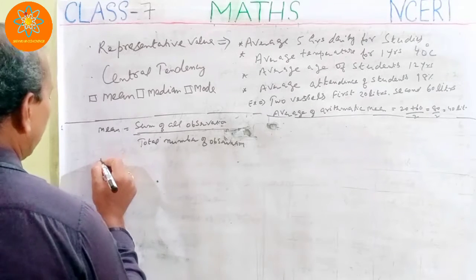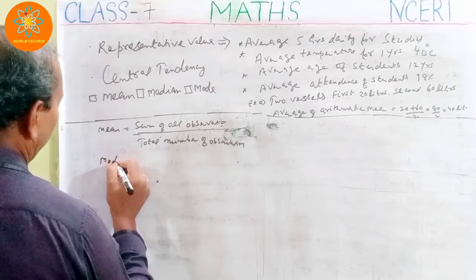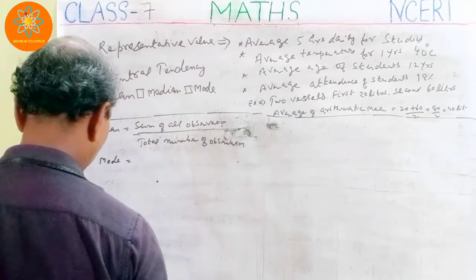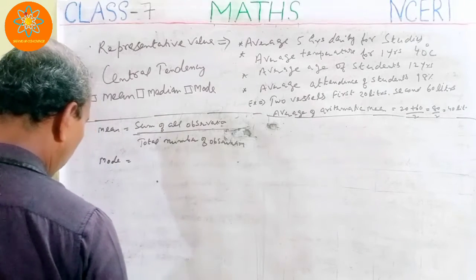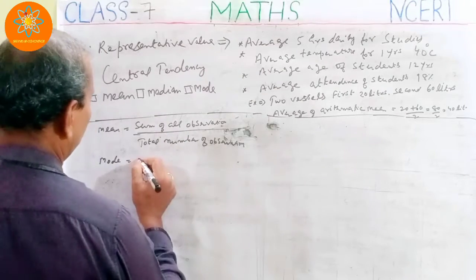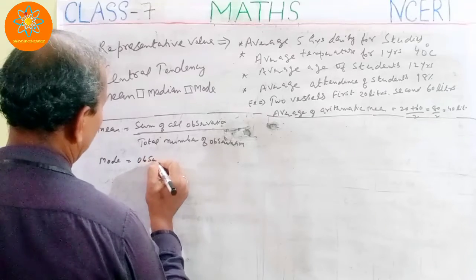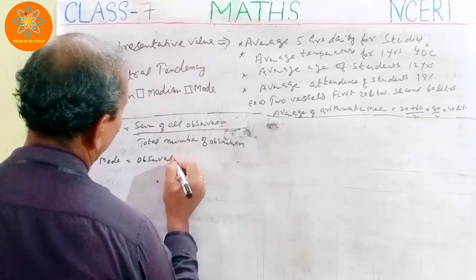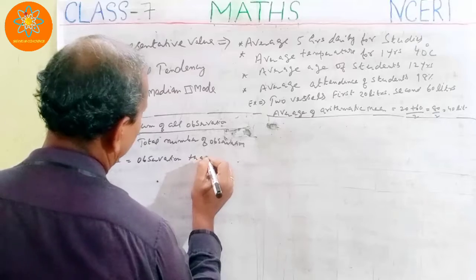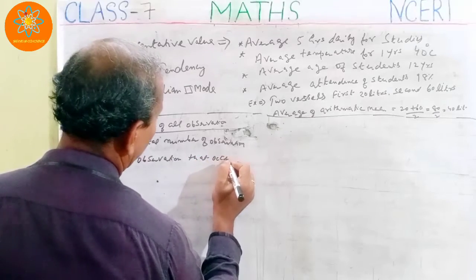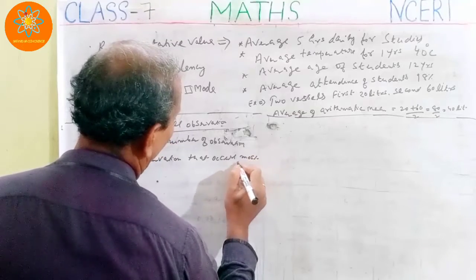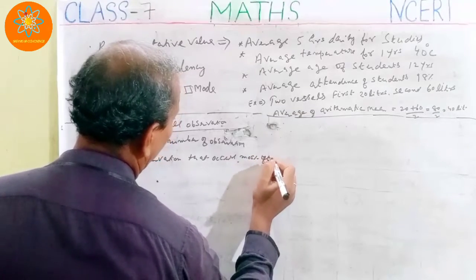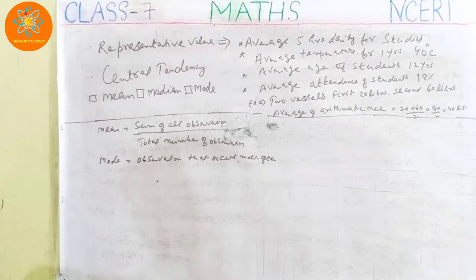Then come to the next one, that is mode. So what is mode? It is the observation that occurs most often. So that is the mode.